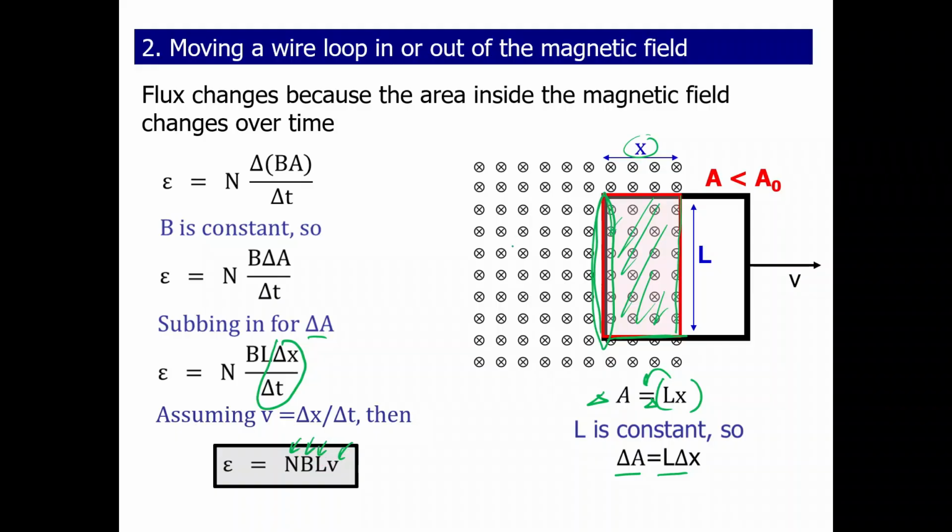So if I had chosen a smaller loop, L would be this portion of the loop. If I pull it through at the same speed I was pulling this bigger loop through, I would not get as big of an EMF, therefore a smaller current. But if I pull this thing faster, the faster I pull it through, the bigger the EMF, the bigger the current is going to be.